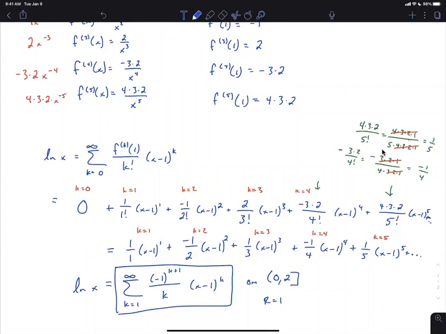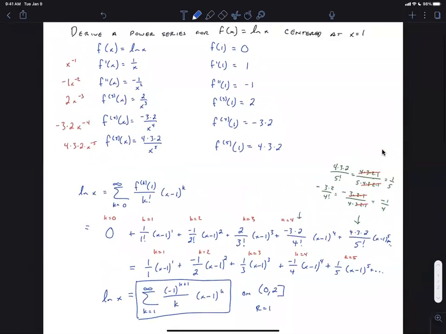The center there is 1. So the distance from 1 to 2 is 1. The distance from 1 to 0 is 1. So the radius is 1. You would get that using the ratio test like we were doing a few days ago in class. All right, any questions on that example?